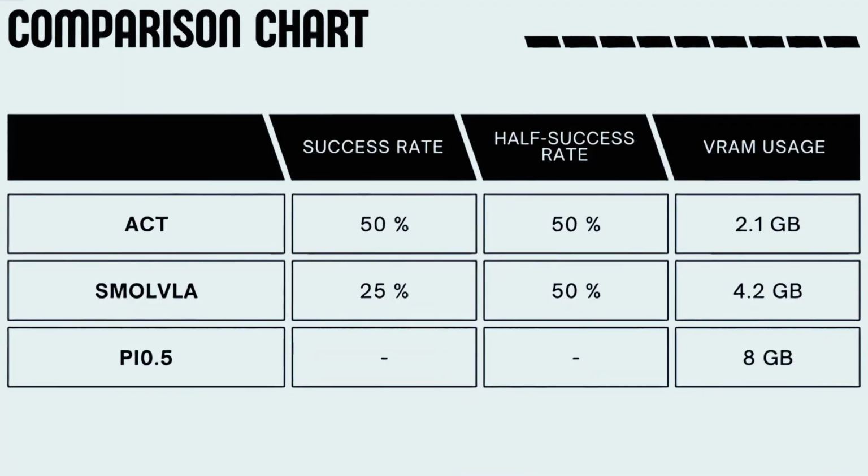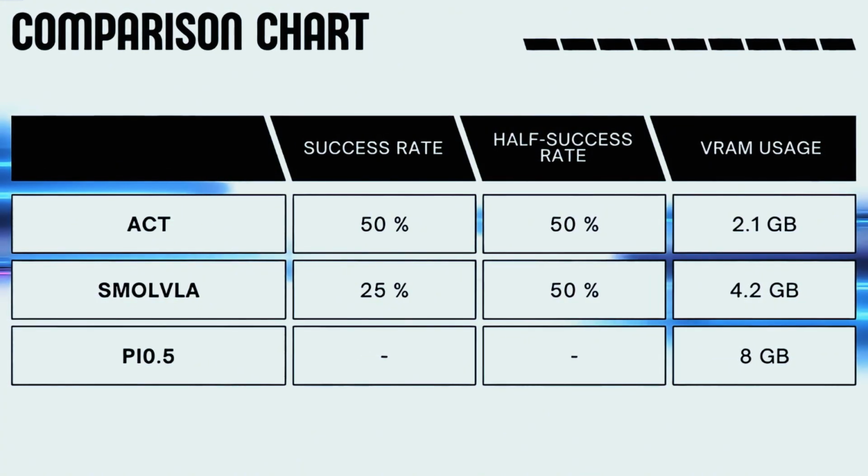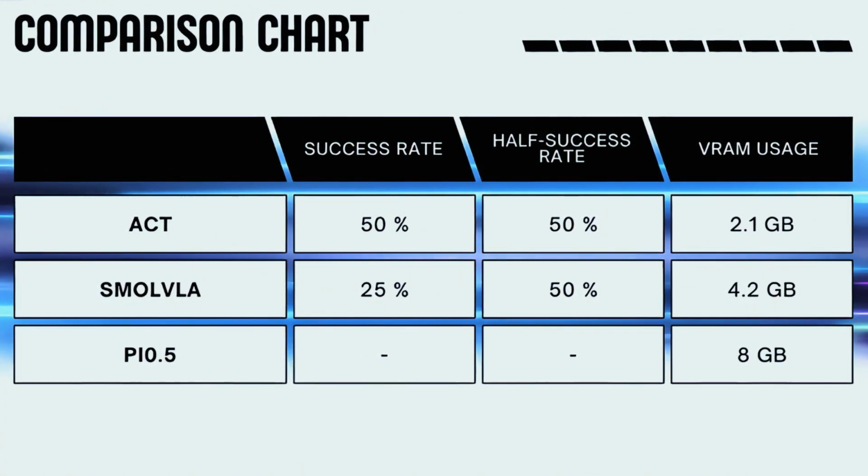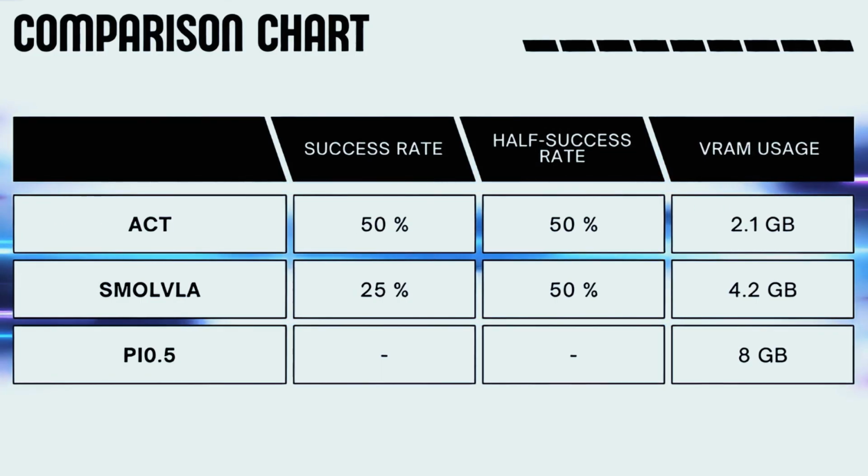So here are the results. The ACT policy, much lighter and less VRAM hungry, completely beat the much more advanced SmolVLA. What about memory consumption? ACT requires a little bit more than 2 GB of VRAM, SmolVLA requires a little bit more than 4, and Pi 0.5 requires around 8.